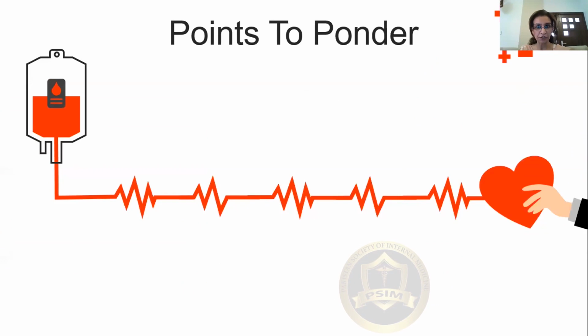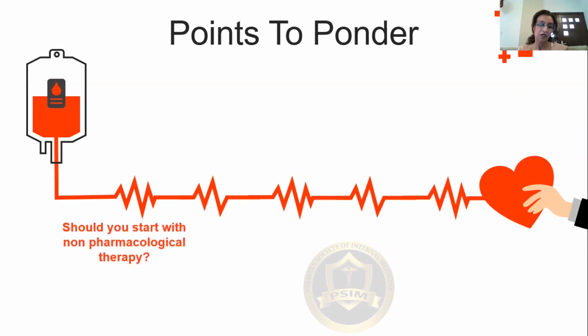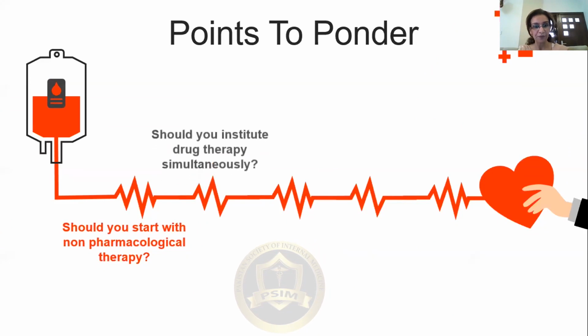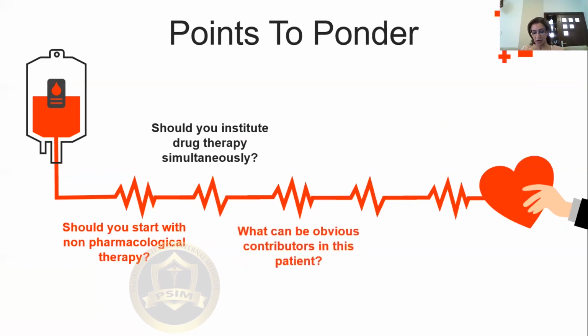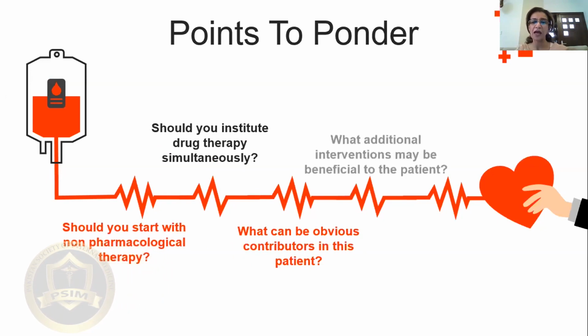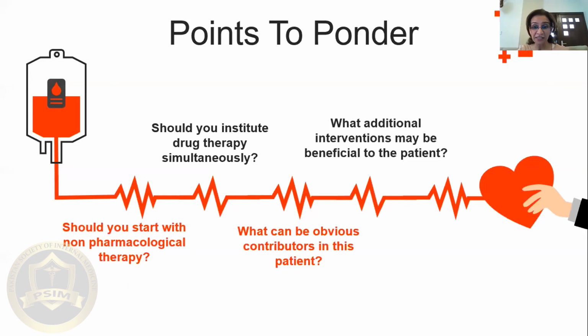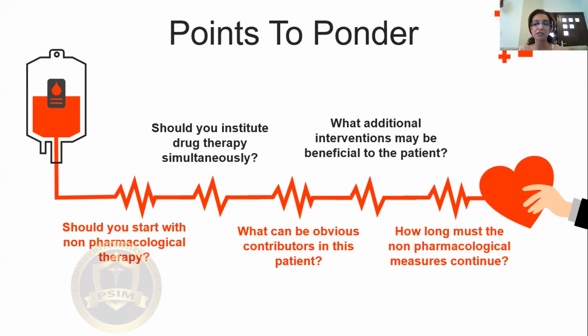So points to ponder. Should we start with non-pharmacological therapy? Should we be instituting drug therapy simultaneously? Are there any other obvious contributory factors in our patient? What additional interventions may be beneficial to our patient? And how long must the non-pharmacological measures continue?